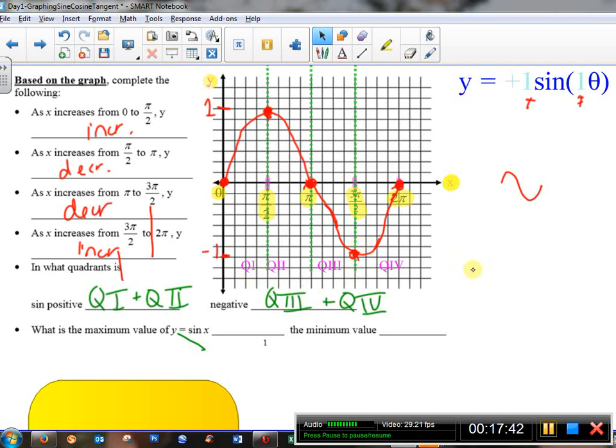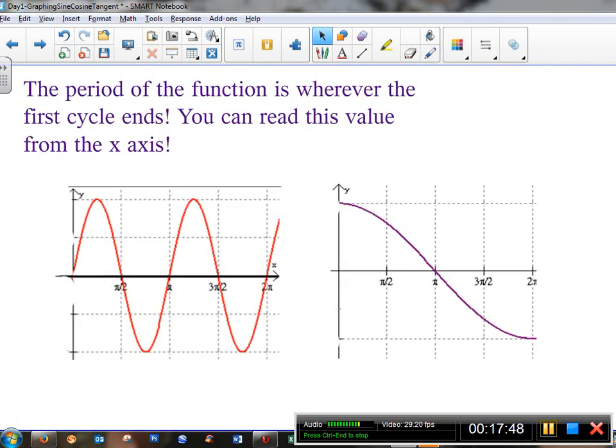One last piece of information that I want to share with you in this video is the whole idea of a period. And the definition of the period, this is something you're expected to know. The period of the function is wherever the first cycle ends. So we can look at the picture of the graph and figure out where the first cycle ends. A basic sine curve, and these sketches that I showed you on that first slide are going to become very important. A basic sine curve looks like that. That's actually one complete cycle.